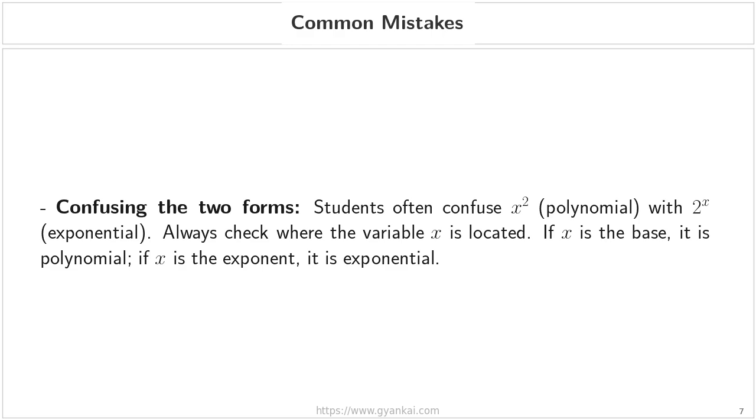It is very common to mix up a function like x squared, which is a polynomial, with 2 to the power of x, which is an exponential function. To avoid this, always take a moment to check exactly where the variable x is located. If x is the base, the function is polynomial. However, if x is the exponent, it is an exponential function.